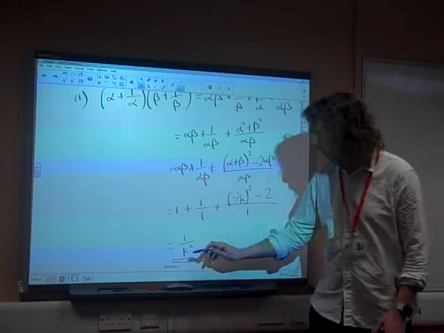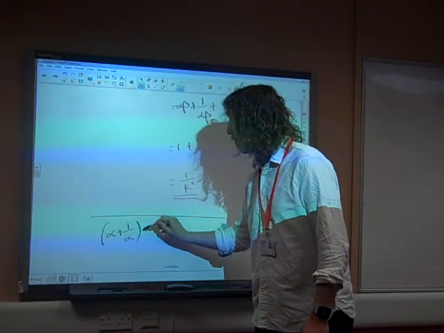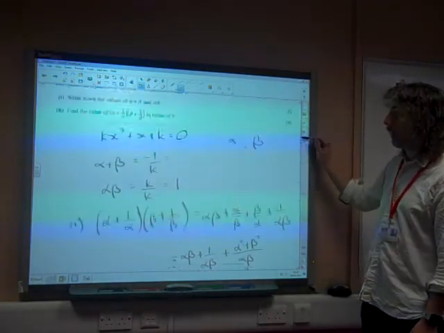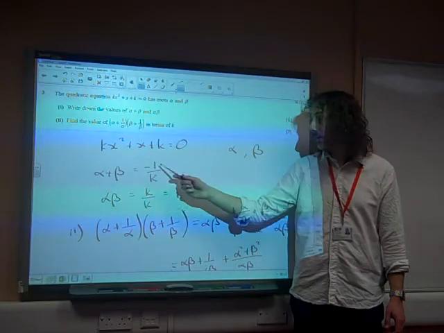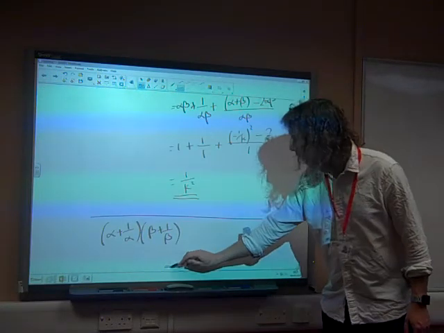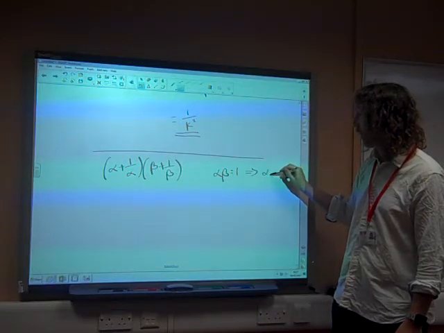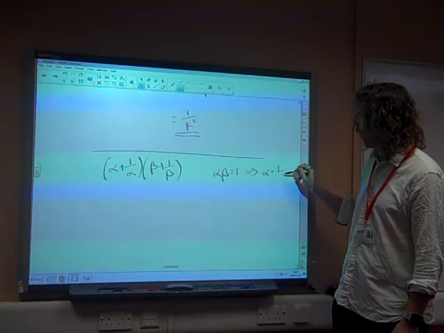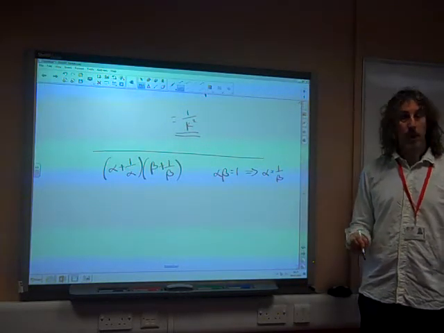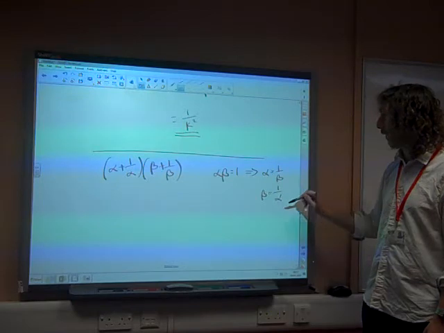Just because it's really interesting, let's also look at this way, because I thought this was really neat. Remember up here we've written down that alpha plus beta is minus 1 over k, and that alpha beta is 1. If alpha beta is 1, that implies that alpha is 1 over beta, and that beta is 1 over alpha.